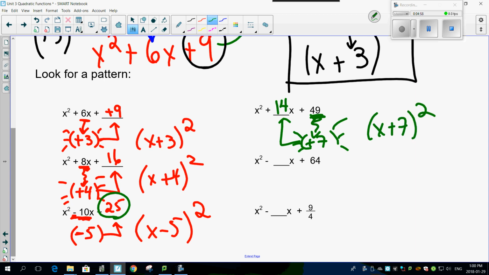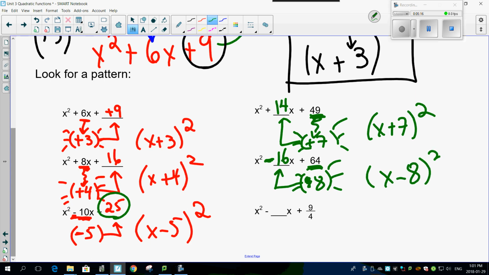Check this again. This number, square rooted, would be positive 8. Doubled, that would have to be 16. But look, this is a negative, meaning this is now x minus 8 squared. That negative has to go there. So the magic number, in fact, is negative in order to make this a negative.